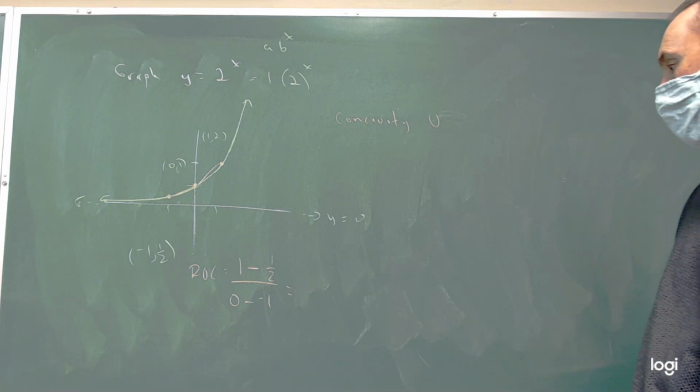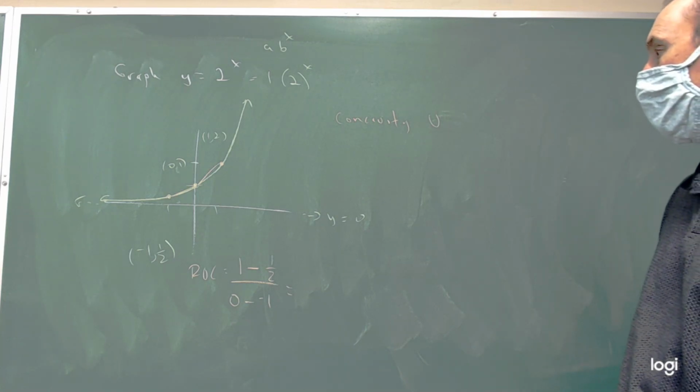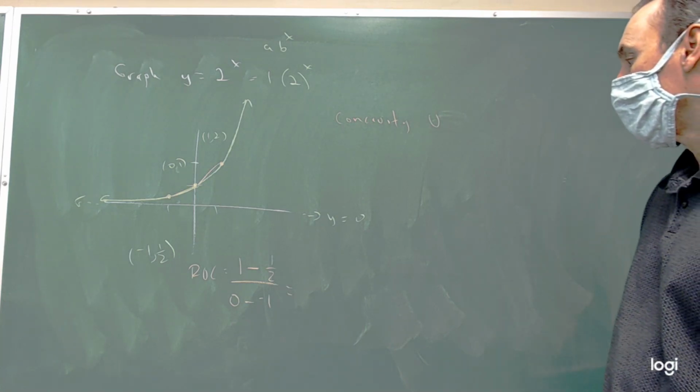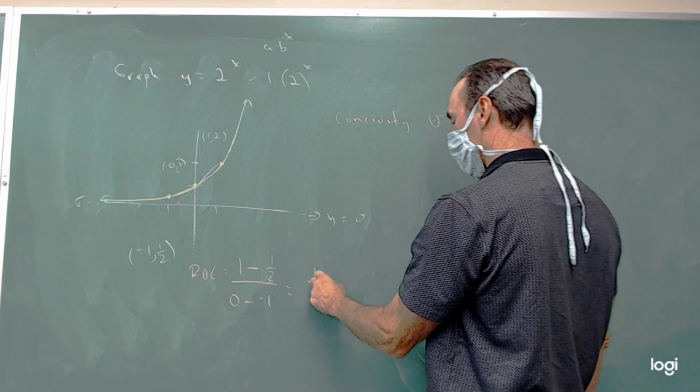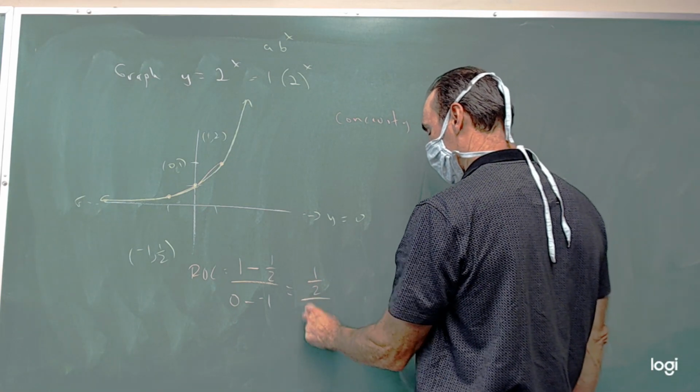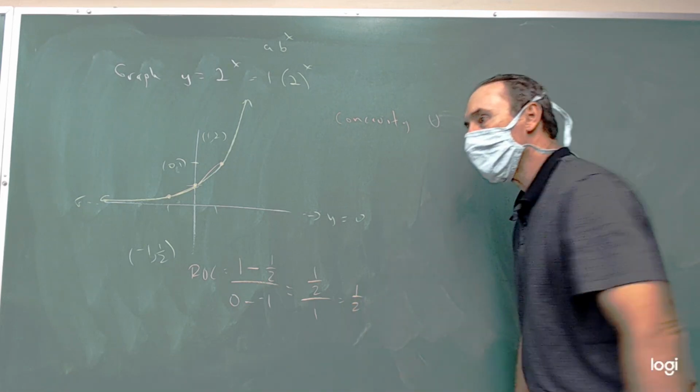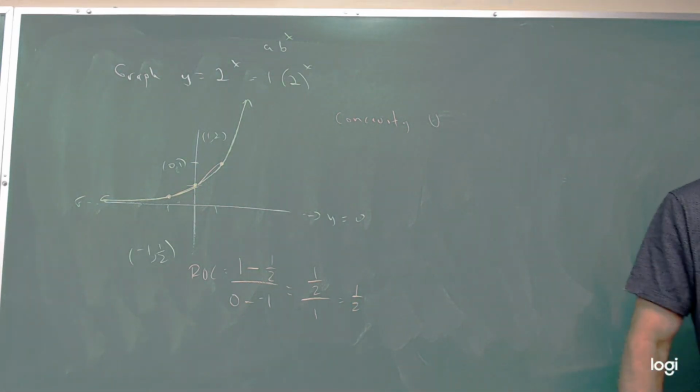I should be getting a positive slope, but I'm not. That is positive. It was my subtraction of 1 minus 1/2 that was getting in my way. So there's the rate of change. There is a positive 1/2.